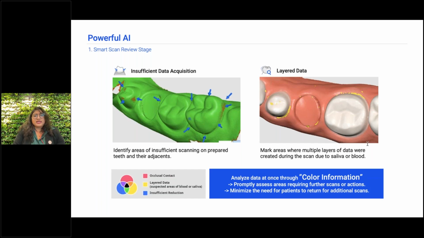To summarize, there are 3 types of information in the smart scan stage that are expressed through color, and one through smart arrows. All of this will allow you to make a quick scan data analysis in the last stage before finishing the case, so that you can minimize the risk of the patient having to return for additional scans, or the hassle of explaining adjustments to the lab.